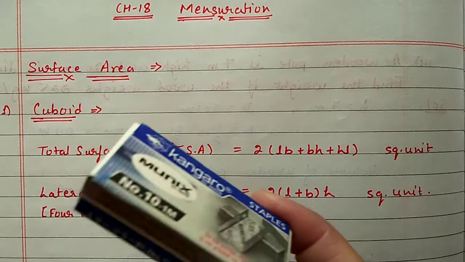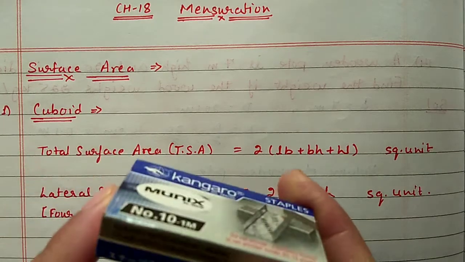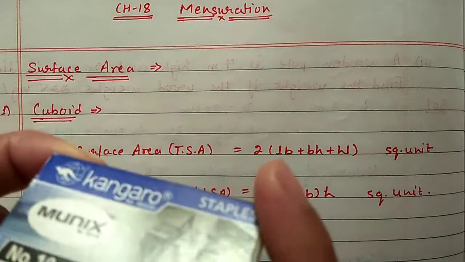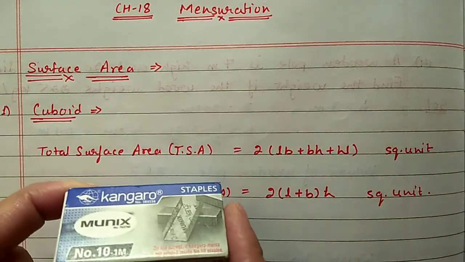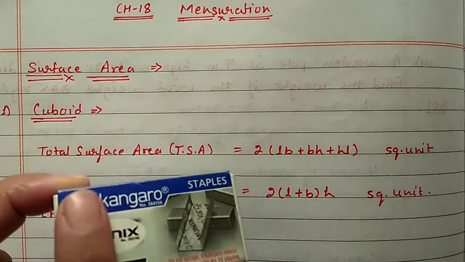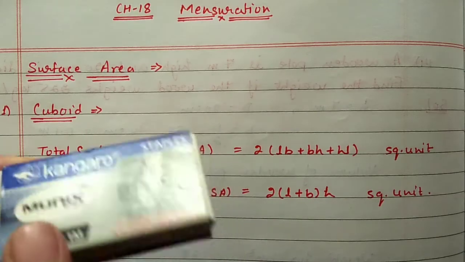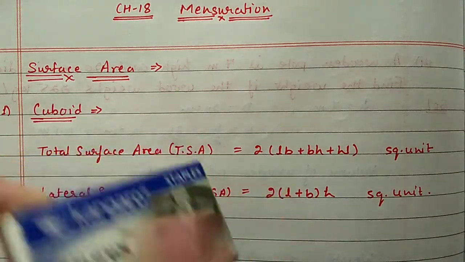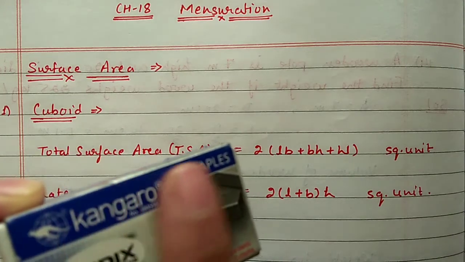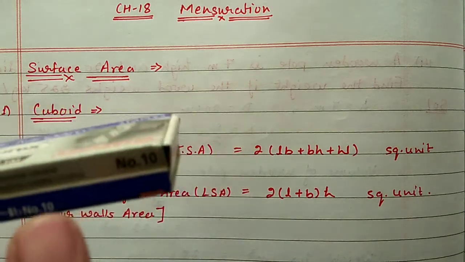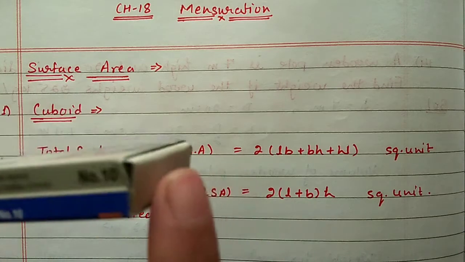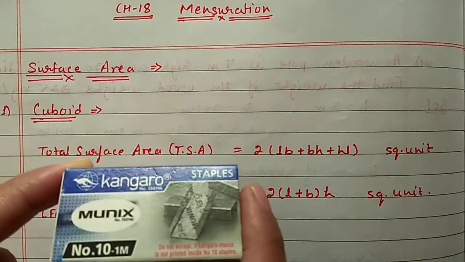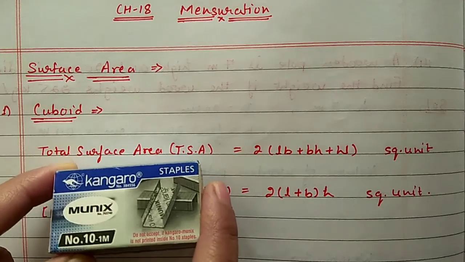As we know, a cuboid is in the shape of like this. It is a 3-dimensional figure. This is called length, breadth, and this is height. So total surface area means, it has 6 faces: 1, 2, 3, 4, 5 and 6. If we add the areas of all these 6 faces, then we will get the total surface area.